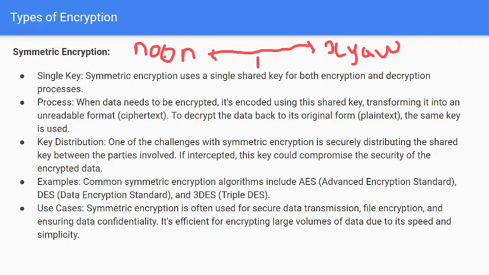You are moving from plain text to ciphertext. And when you want to move from ciphertext back to plain text, you use that same one key, not a different key, that same key. You understand? Then key distribution.